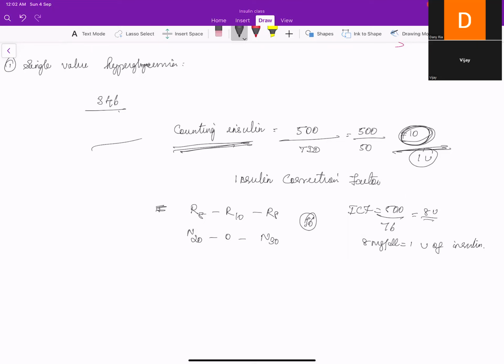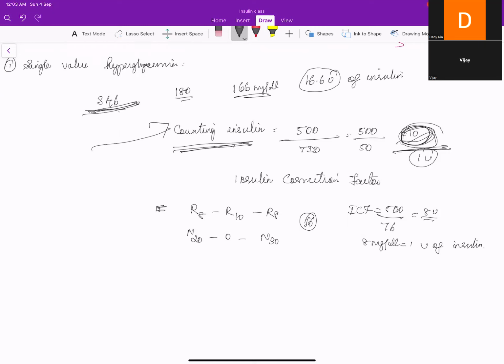Now coming to the first example, patient's insulin sensitivity factor is 10, or insulin correction factor is 10. So 1 unit reduces 10 milligrams of glucose. Patient sugar is 346. My target is 180. So he is in excess of 166 milligrams per deciliter, right? I told you 1 unit reduces by 10. So to reduce 166, I should give 16.6 units of insulin, correct? This is called the insulin correction factor.